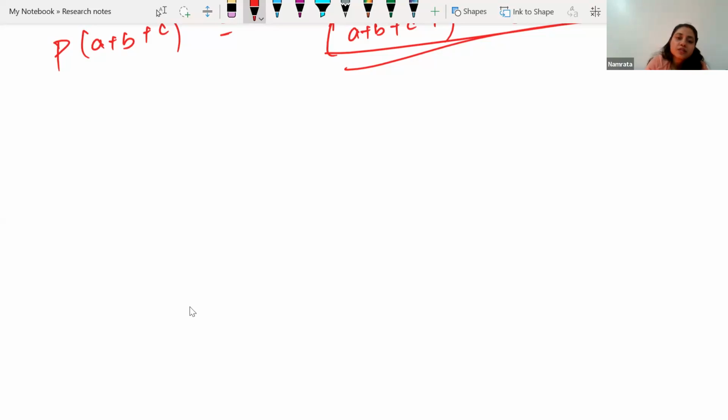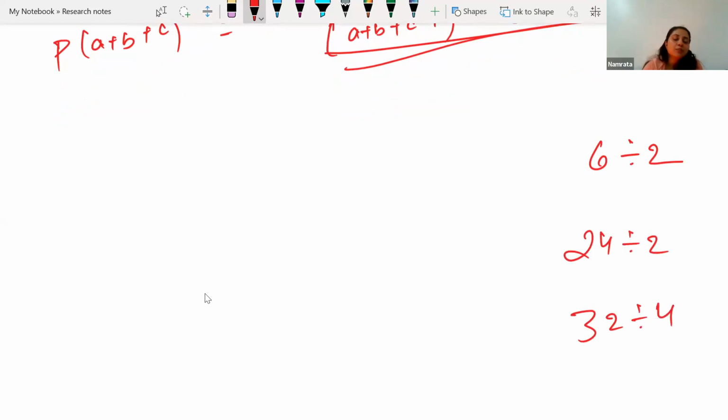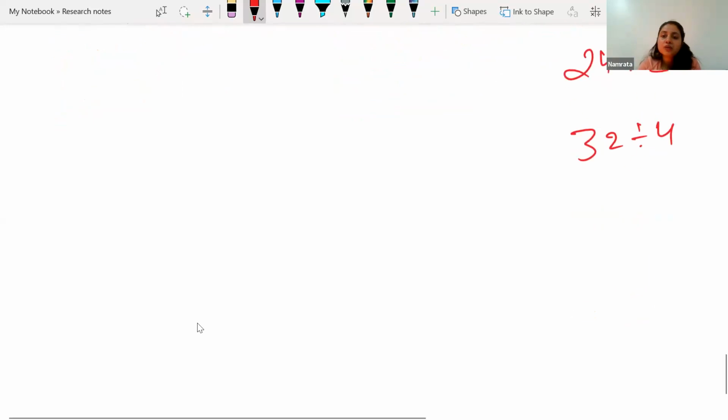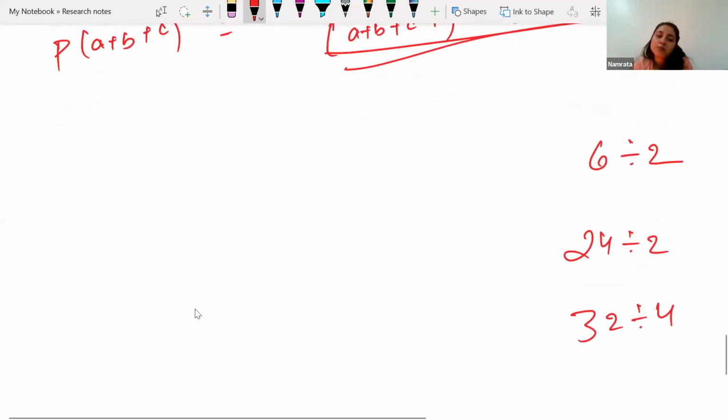Long division method says if we have to divide, you know how to divide 6 divided by 2. This type of division you have learned in the lower classes only, maybe in class 1 or class 2. You have learned how to divide this one, or this one, or this one. Now here we will be discussing how to divide polynomials.